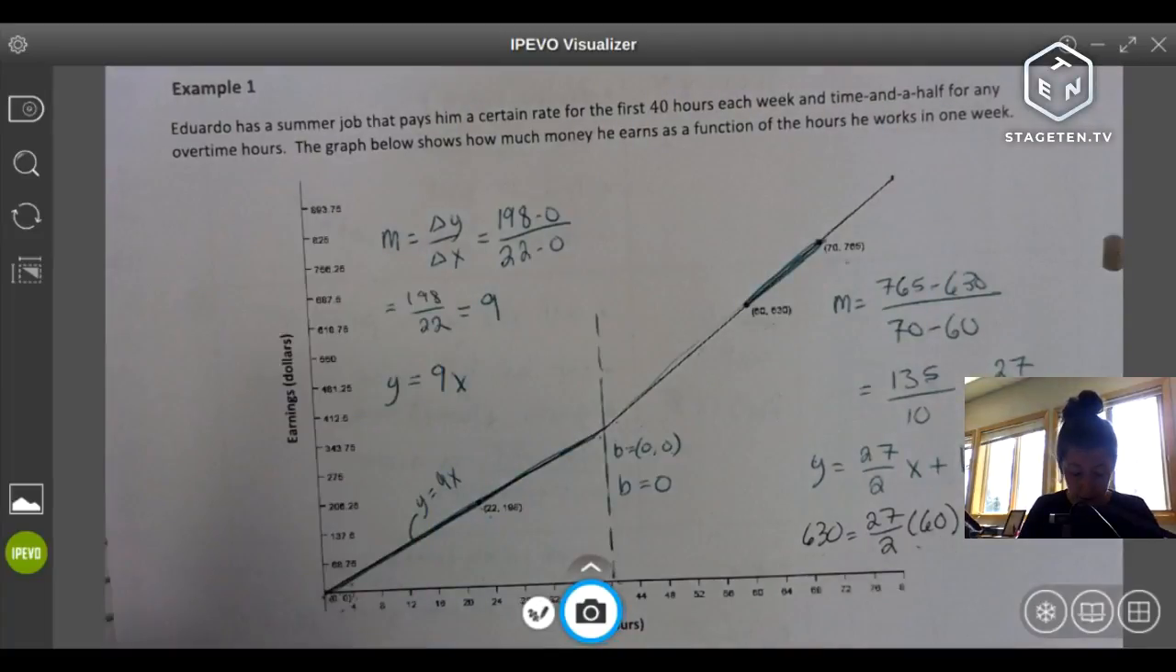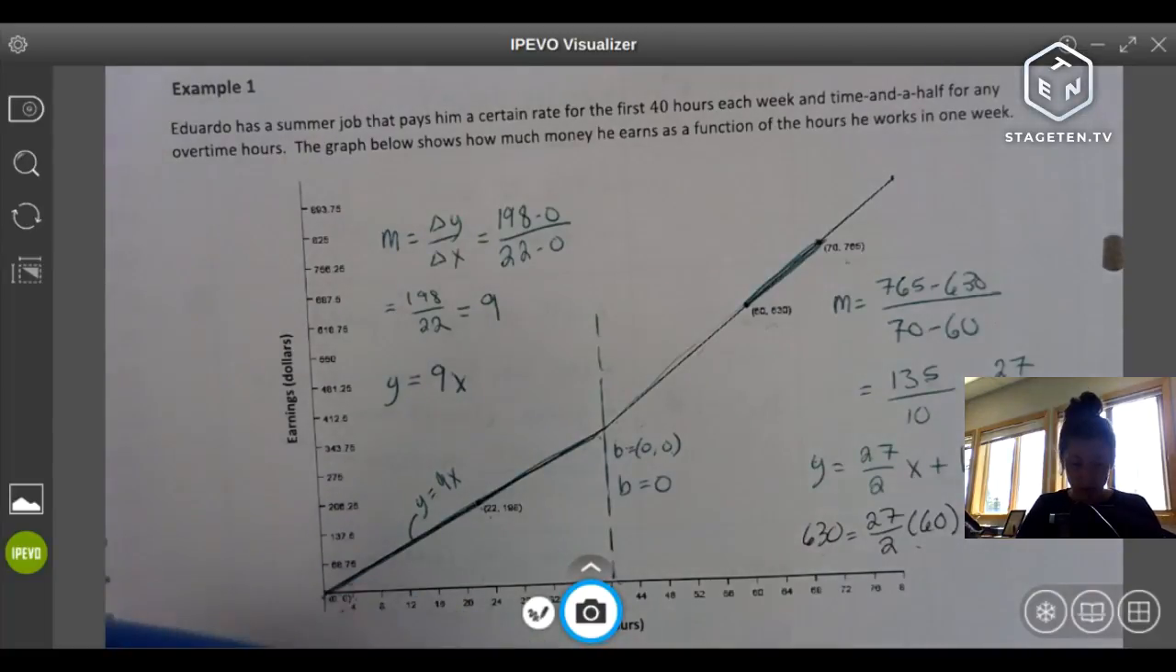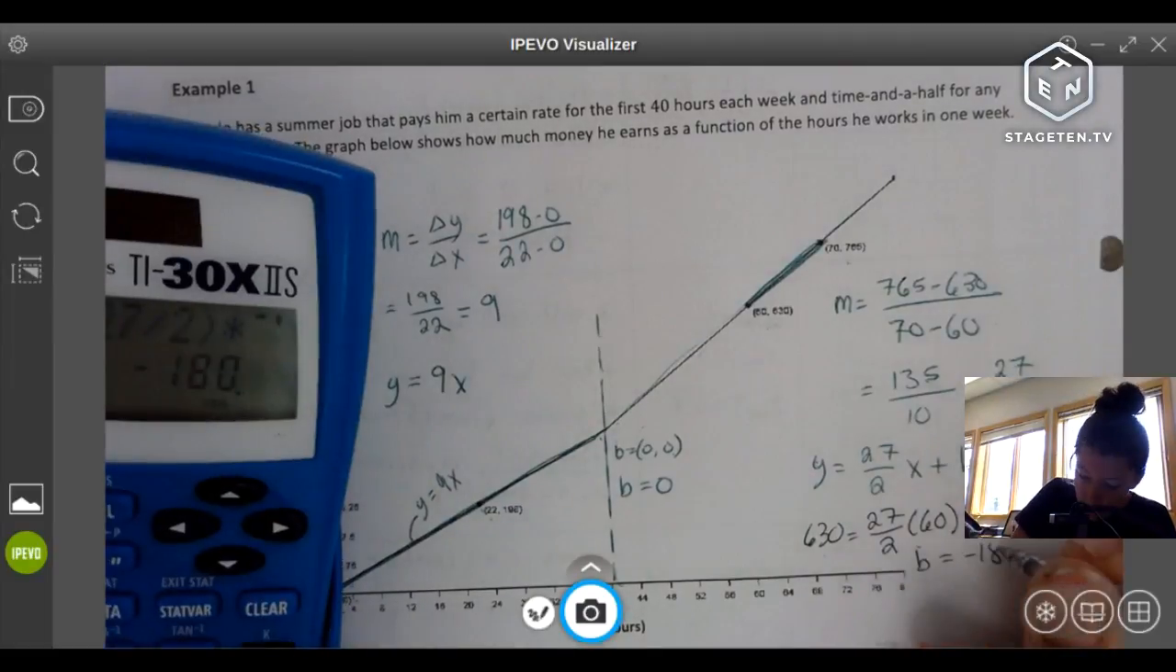Now you see we have one variable, right? We know that this point is on the line, so that's why you can plug it in. Is that right? Negative? Yeah, that makes sense. So b equals negative 180.